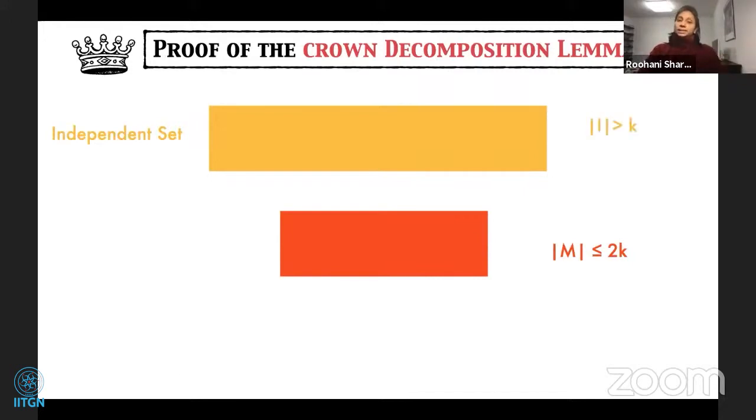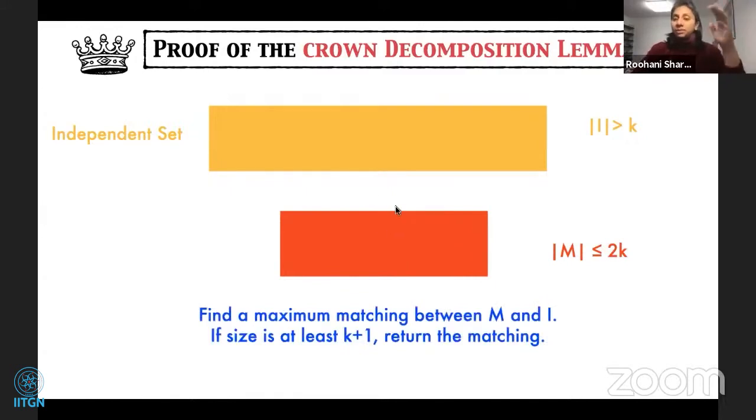So to do that, let's now do the following. Note that if the size of the independent set is at most k, then we conclude that the total number of vertices in the graph itself was at most 3k. Otherwise, we know that the size of the independent set is at least k+1, strictly greater than k. So now we just look at the sets M and I and find a maximum matching between these two sets. So just look at the sets M and I and find if there is a matching with endpoints across the sets. And this matching can be found using the Hopcroft-Karp algorithm. And again, if there's a matching of size k+1, you return that matching.